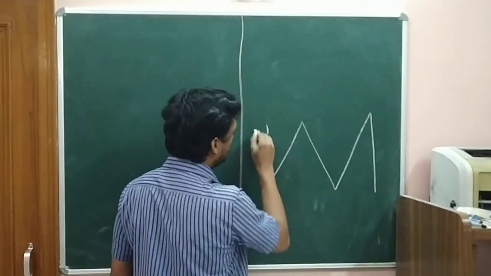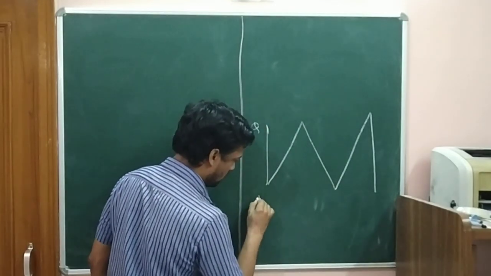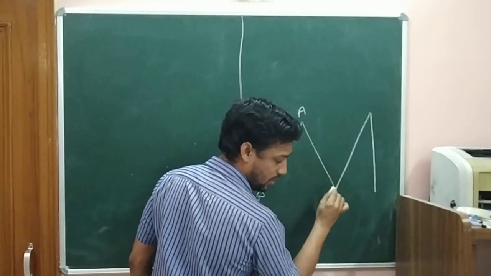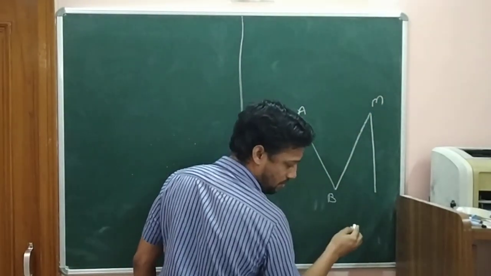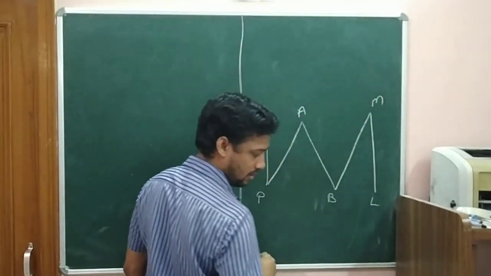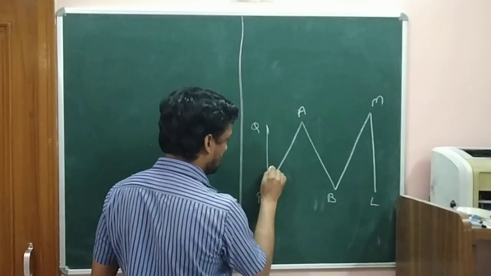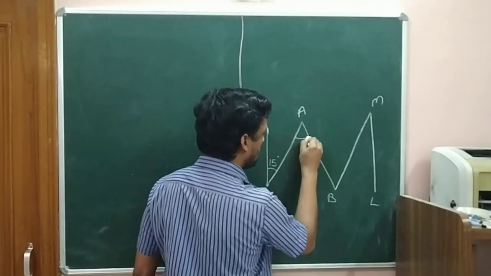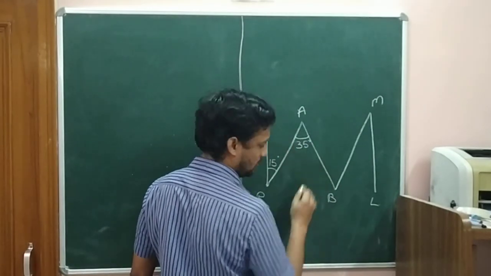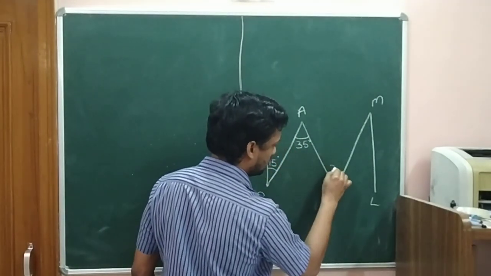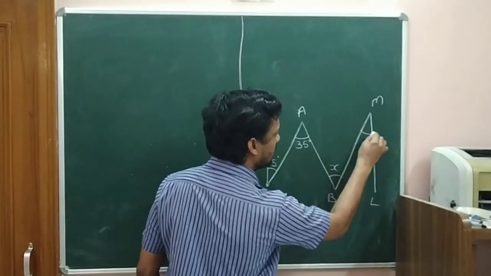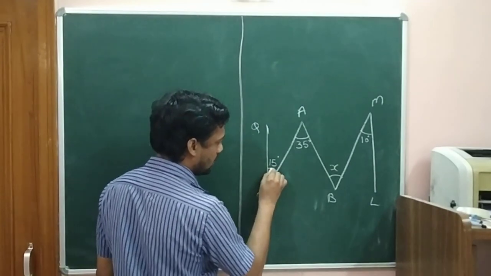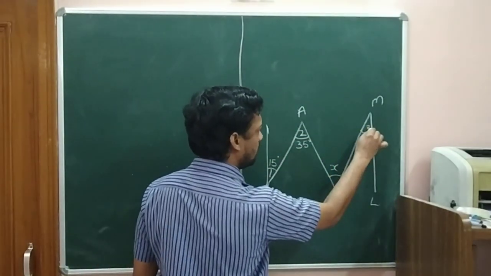This is a diagram, students. Q, P, A, B, M, L. This angle is given as 15 degree. This angle is given as 35 degree. This angle is X, and this angle is 10 degree. Let it be angle 1, angle 2, angle 3.